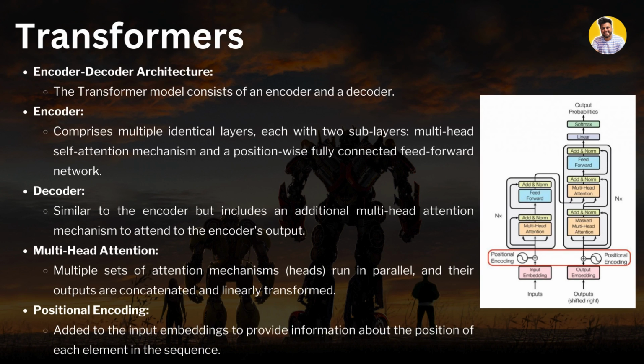Then we have positional encoding. It is added to the input embedding to provide information about the position of each element in the sequence, so that our transformers can understand the importance of each position in the input sequence.